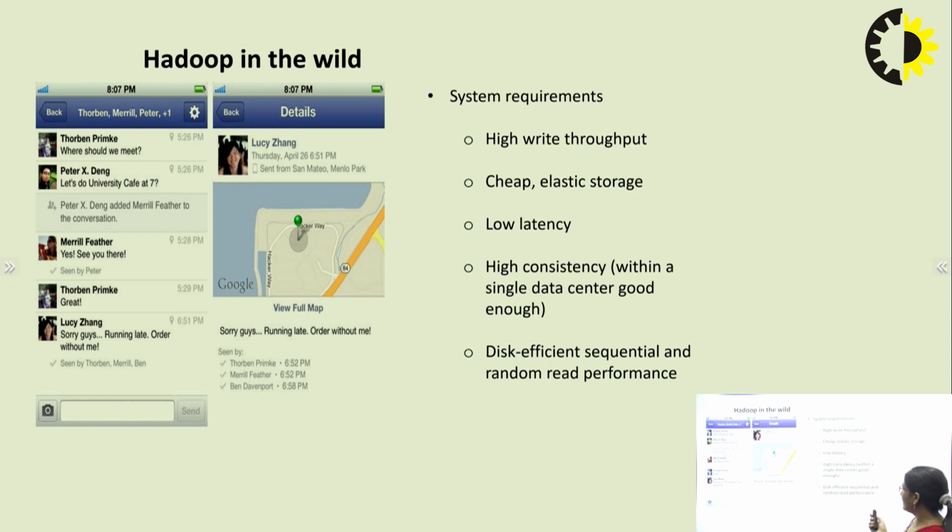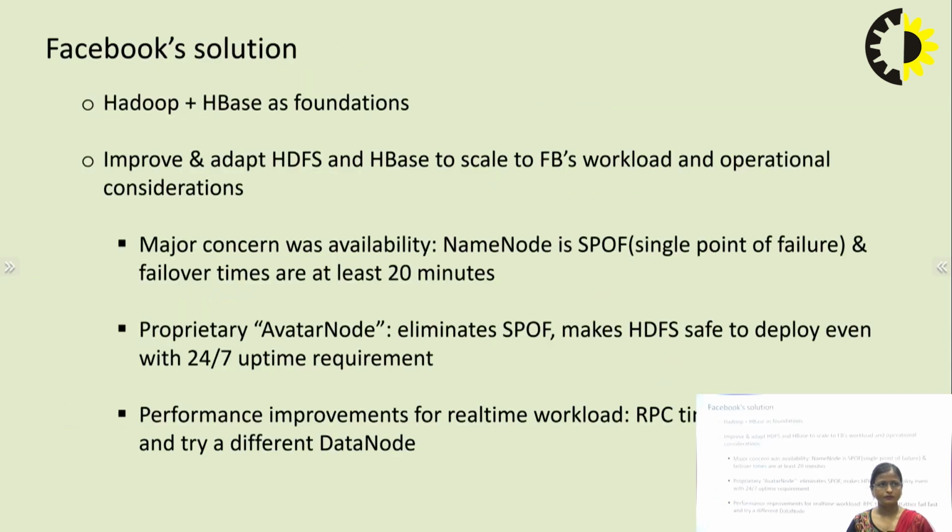System requirements here are high write throughput, cheap elastic storage, low latency and high consistency, and also disk efficient sequential and random read performance. Then Facebook's solution: Hadoop plus HBase act as a foundation for Facebook because it has a huge amount of data. So Hadoop plus HBase is used. Then it improves and adapts HDFS and HBase to scale to Facebook's workload and operational considerations.